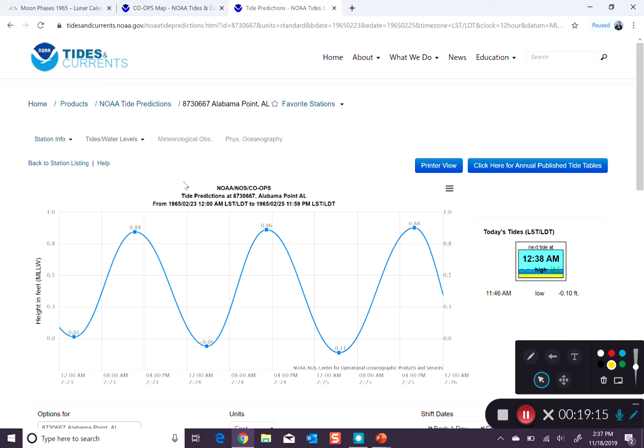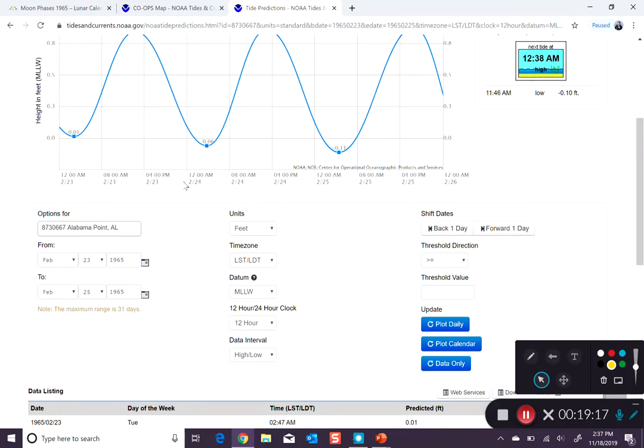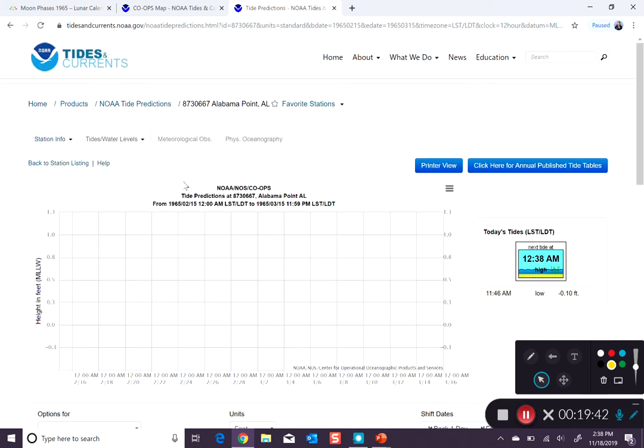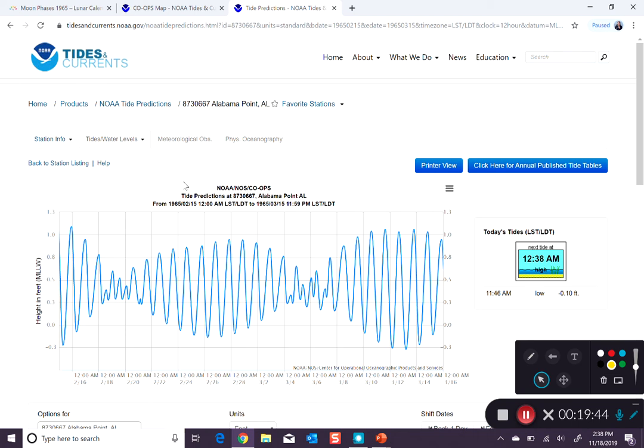Now, what is it as far as a spring tide and a neap tide? In order to do that, you pull back and get about halfway through the month on either side of your birthday. So I'm going to put my birthday right in the middle of the 30 days. As you can see, you can only do 31 days at most. My birthday is February 24th, so I'm going to go from February 15th to March 15th. And when I hit plot daily, you can see the signature of the spring tide and the neap tide.